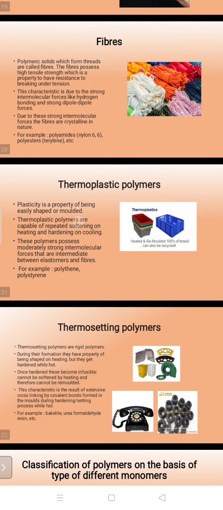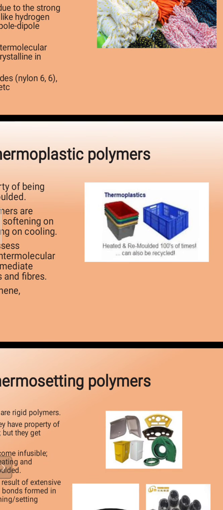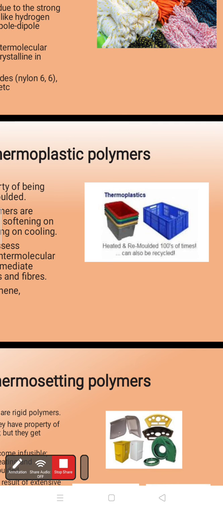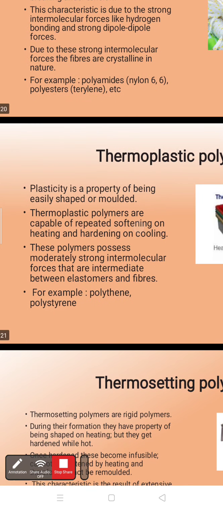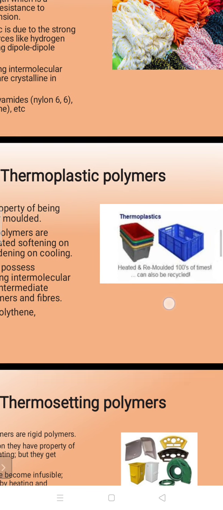Then the next one is thermoplastic polymers. In the diagram you can see this blue colored crate, which is used for milk and vegetables. Later on, these materials are useful in the laboratory as well as for household purposes. These are molded. Some are obtained by heating and some are remolded, and that is why these are called heated and remolded.